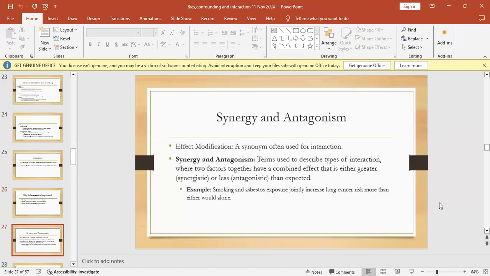Now, synergy and antagonism. Effect modification is a synonym used for interaction. The terms synergy and antagonism describe different types of interaction, where two factors together have a combined effect that is either greater, called synergistic, or if the combined effect is less, known as antagonistic. For example, smoking and asbestos exposure jointly increase lung cancer risk more than either would alone.